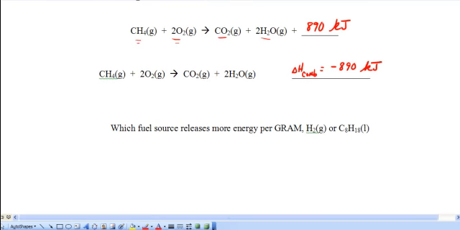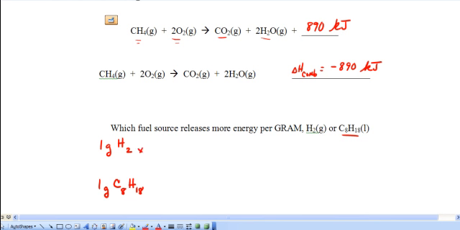Alright, so here's the question. Which fuel source is going to release more energy per gram? Hydrogen, or octane. Octane is one of the molecules in gasoline. In fact, that's the rating you see at the gas pump, the octane rating. So let's try that. If you have 1 gram of hydrogen, or 1 gram of octane, which one releases more energy?